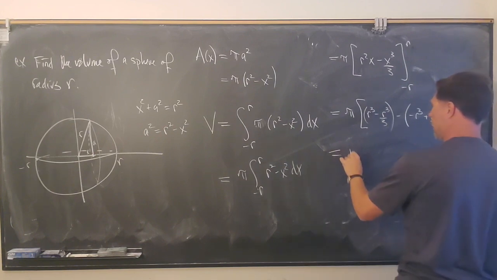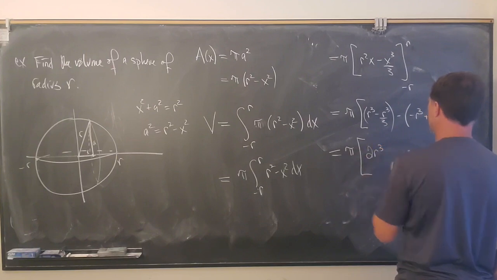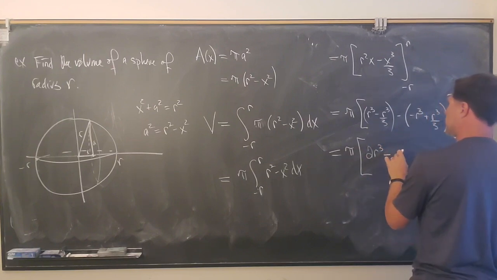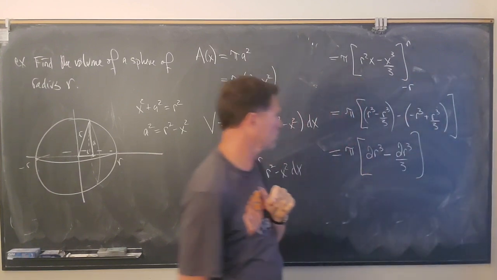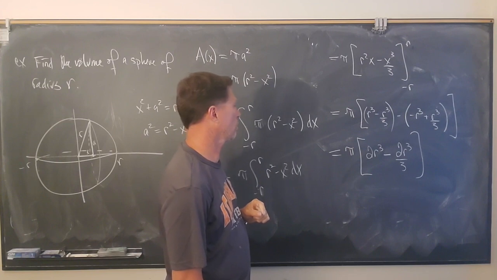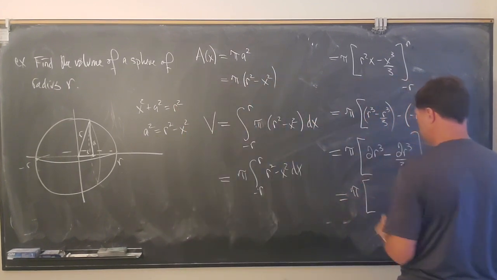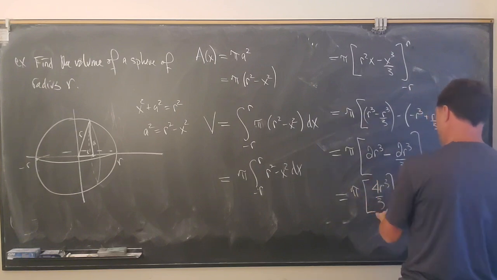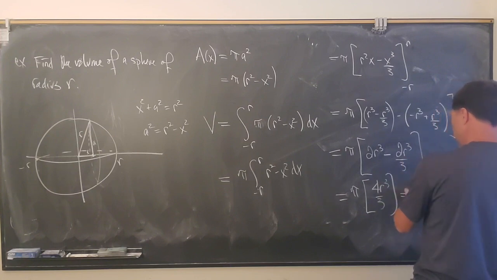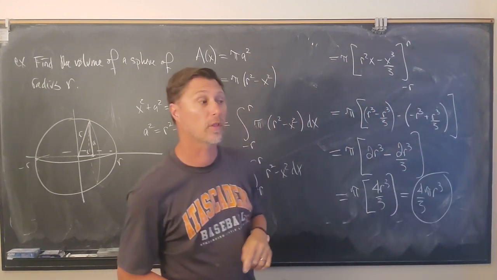So this is going to be pi times 2r cubed minus 2r cubed over 3. That's equal to pi times, in the parentheses, this will come out to be 4r cubed over 3. And this is usually simplified as 4/3 pi r cubed. All right, so there's the familiar formula for the volume of a sphere.